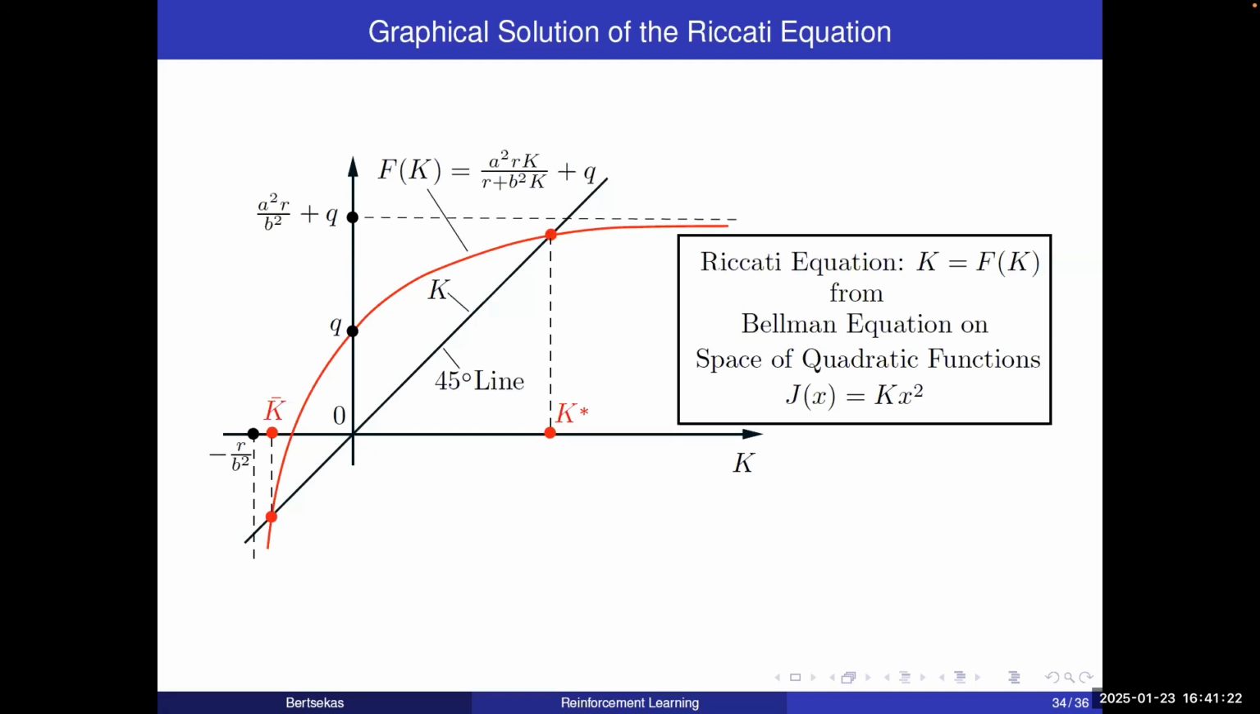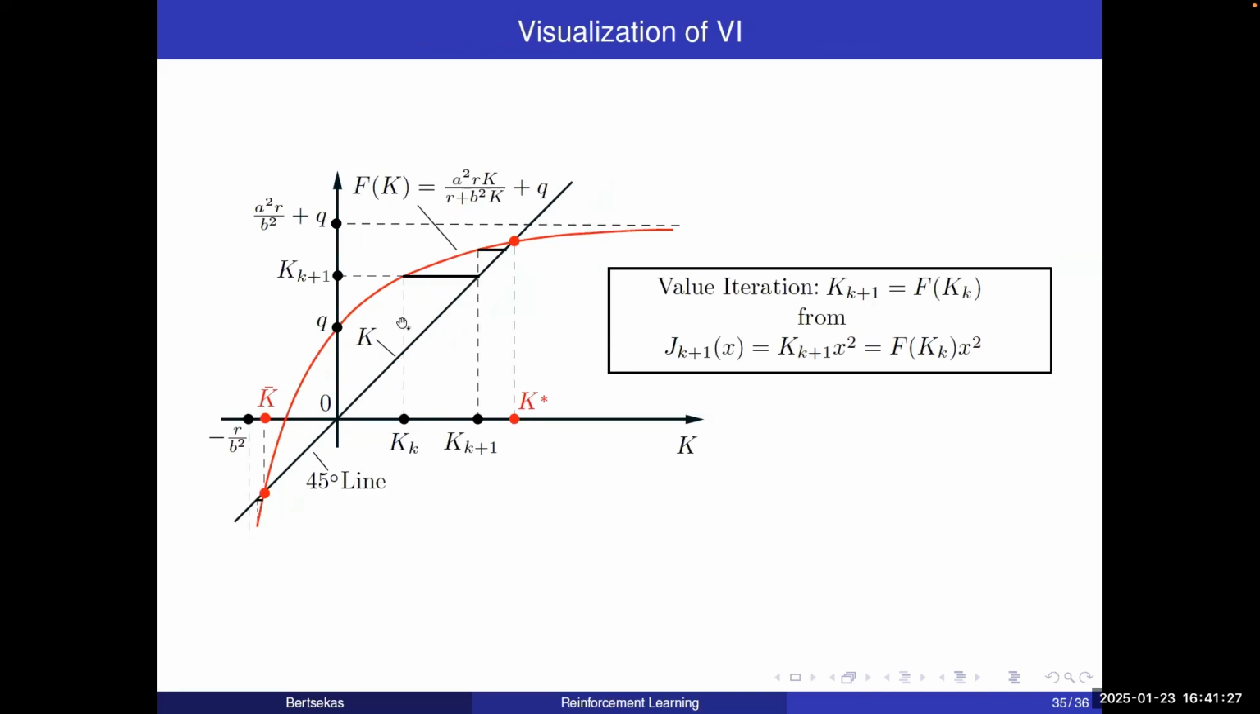And if we visualize the value iteration algorithm applying to this problem, essentially it's that starting from some K0, at a typical iteration Kk, we set K_{k+1} to be f of Kk. So what is it? We simply look on the curve, what is the value of this f of Kk by setting the horizontal here to be Kk and see, okay, here is the value.